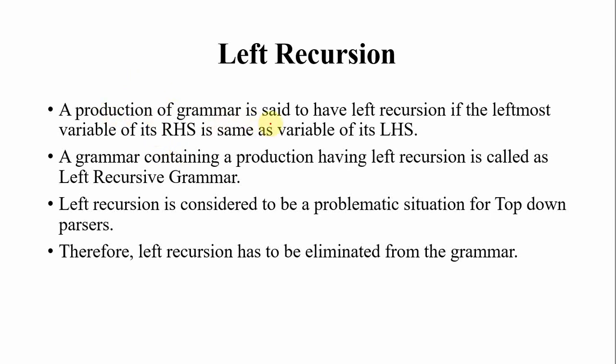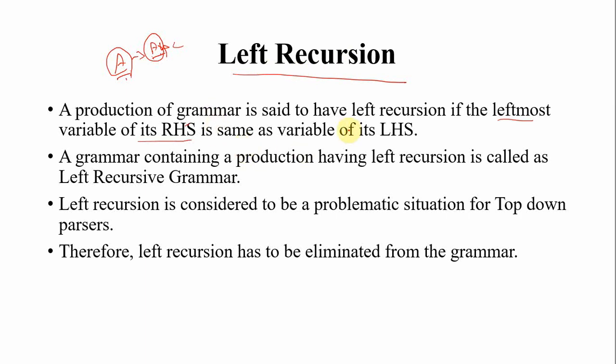The production of a grammar is said to have left recursion if the leftmost variable of its right hand side is the same as the variable of its left hand side. Very simple. If there is anything like this, then that is left recursion. The leftmost variable on the right hand side is the same as the variable on the left hand side. If these two variables are the same, then it is called left recursion.